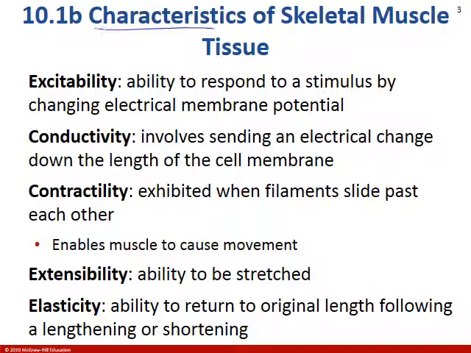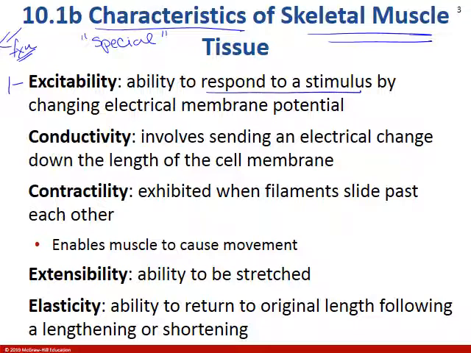Here we have a list of characteristics of skeletal muscle. When I think of characteristics, I think of kind of special abilities, right? What makes skeletal muscle special? How is it able to do its job? Remember, previous slide we talked about function, so try not to get function and these special characteristics mixed up or confused. So 1, skeletal muscle can respond to a stimulus.